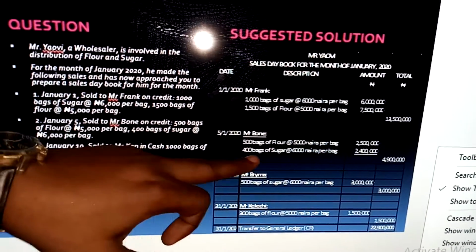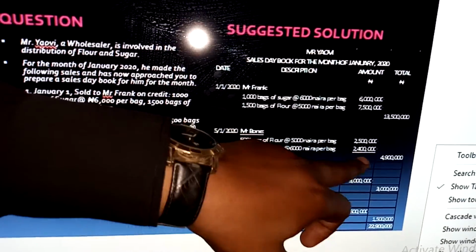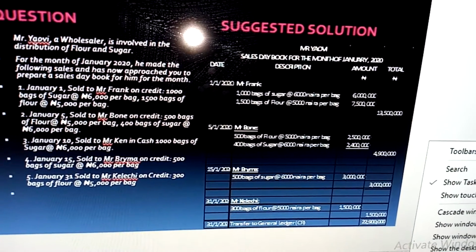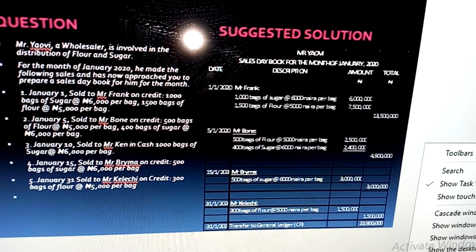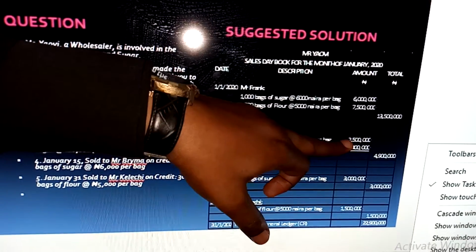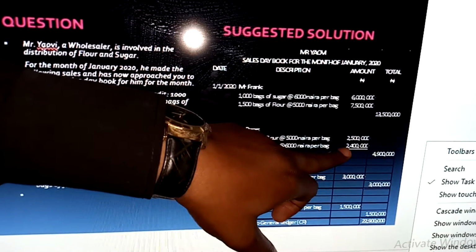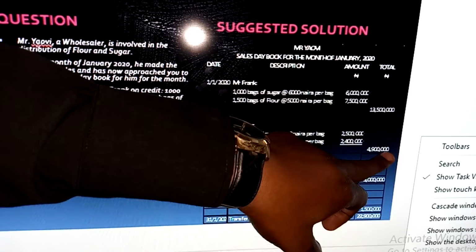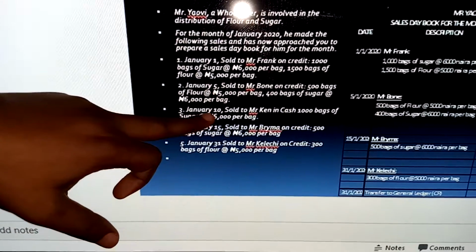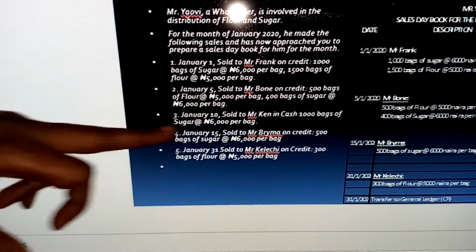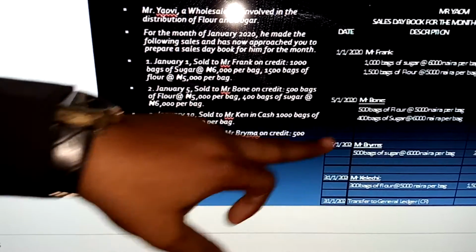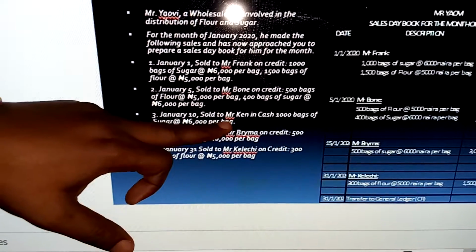So you multiply 400 by 6,000, you have 2,400,000. So the total that was sold on the 5th of January is 2.5 million plus 2.4 million. So the total is 4.9 million. Now, on the 10th of January, he sold to Mr. Ken in cash 1,000 bags of sugar at 6,000 naira per bag.